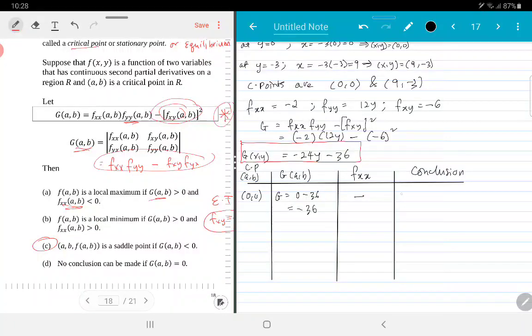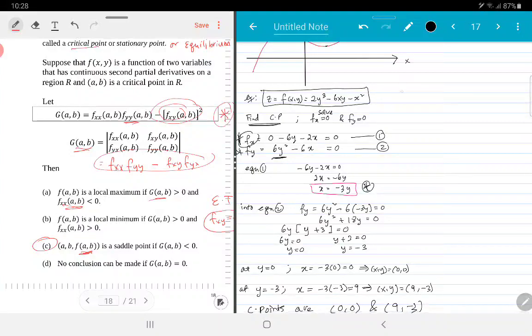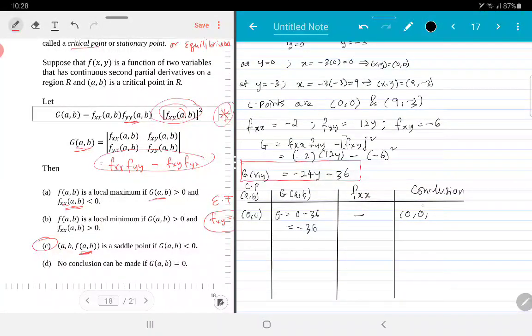So straight away you can get 0, 0, and f at 0, 0. For f at 0, 0, you just go to f, which is this one. That would give you the z coordinate. So that will give us 0 minus 0 minus 0, which is 0. So the z coordinate at 0, 0 is also 0. So this is a saddle point.